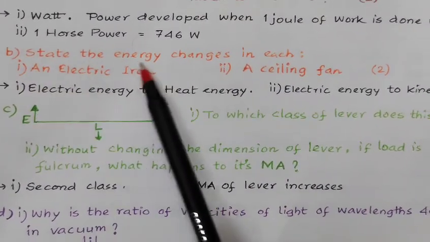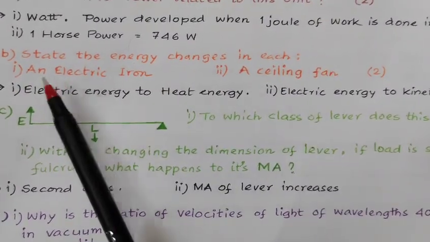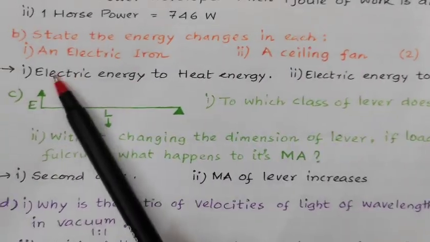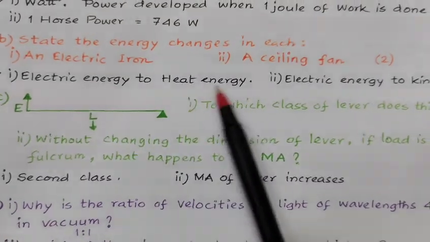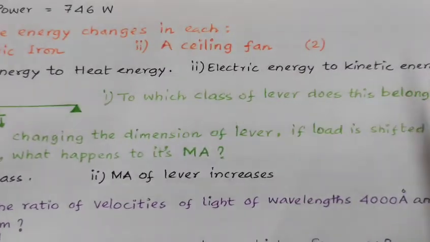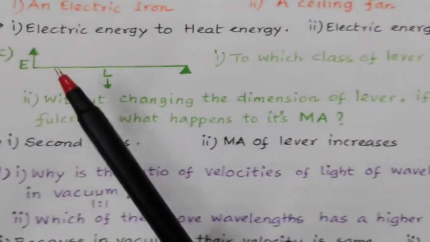Now B, state the energy changes in each of the following: an electric iron, a ceiling fan. In case of electric iron, the electric energy changes into heat energy, and in case of ceiling fan, the electric energy changes to kinetic energy.